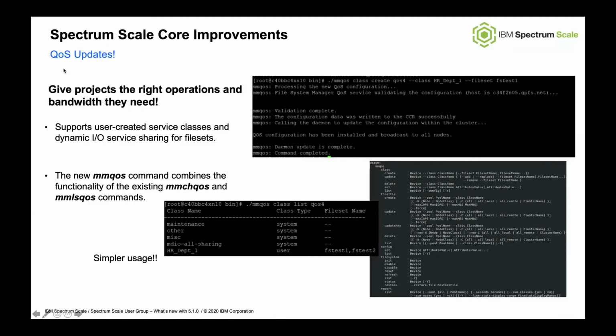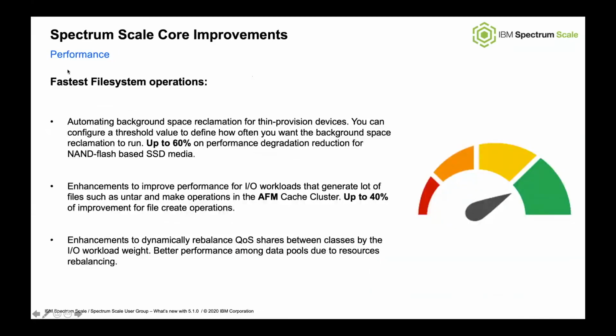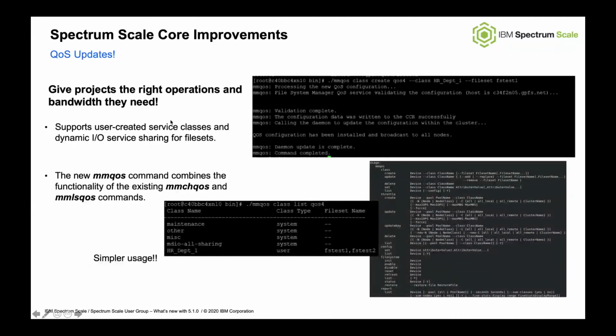One question related to that, Ismail, if you could go back. The question is if the file set operations, quota and QoS, apply to both dependent and independent file sets. Yes, that's right. Dependent and independent file sets can be configured with QoS.